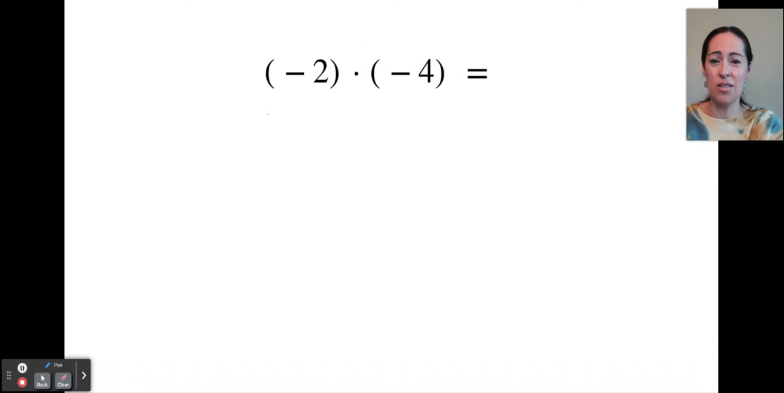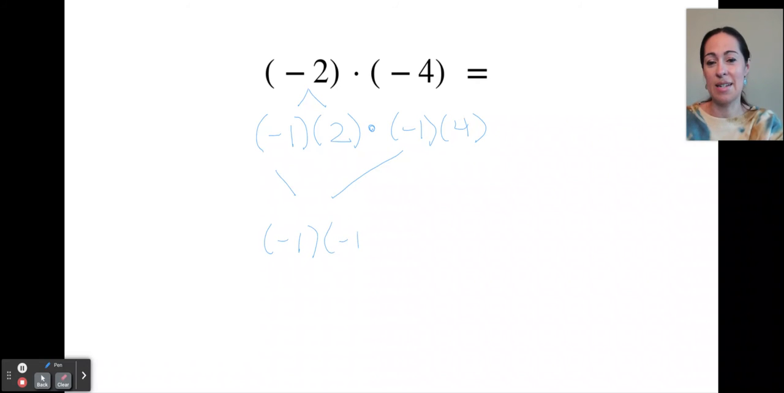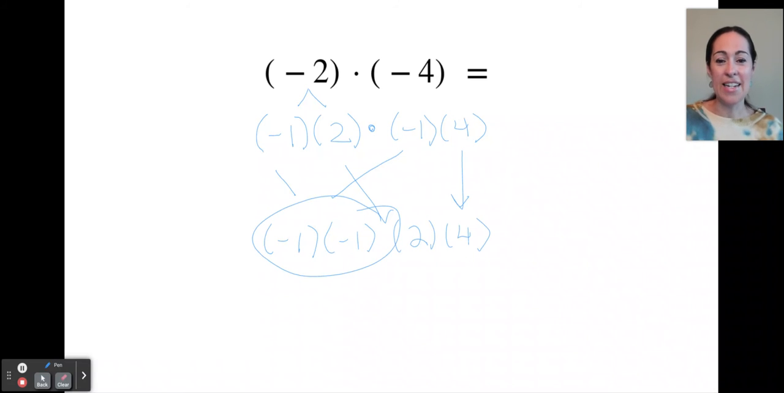I can break this down to -1 times 2. I can break this down to -1 times 4. Now what I'm going to do is take these -1s and put them next to each other. -1 times -1. I still have my 2, and I still have my 4. I want to talk about this right here for a minute. When we take a negative times a negative, what happens? It becomes positive. So this becomes +1 right here.